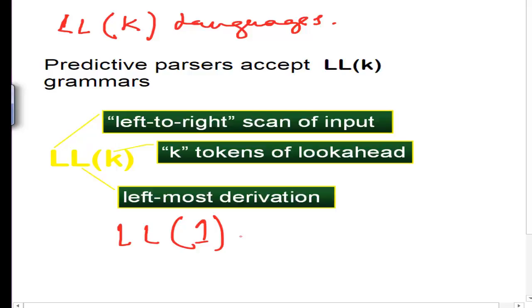So this is also a question: how many tokens should we look ahead to predict our production, because we have to predict which production to use. In most context-free grammars we need only one token. If we have one token in advance for a lookup, we can do our job.